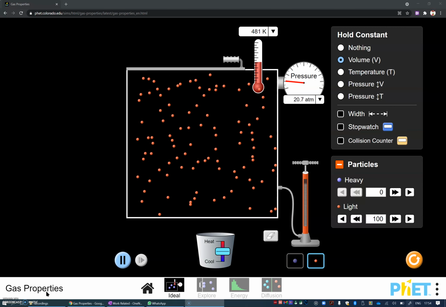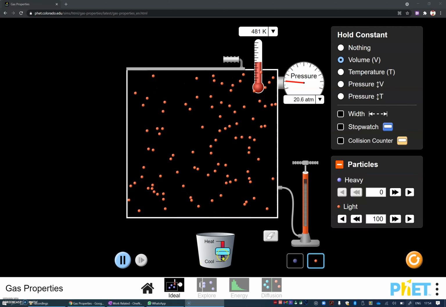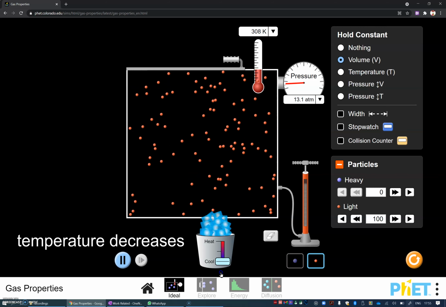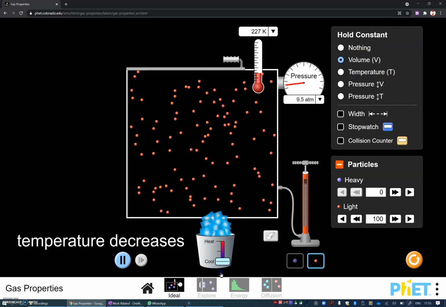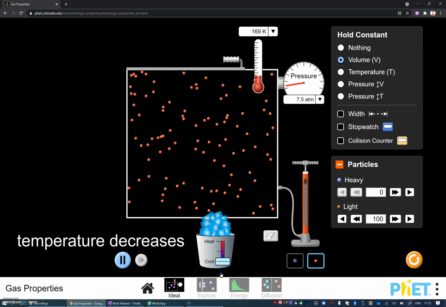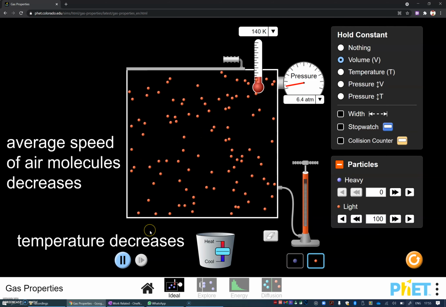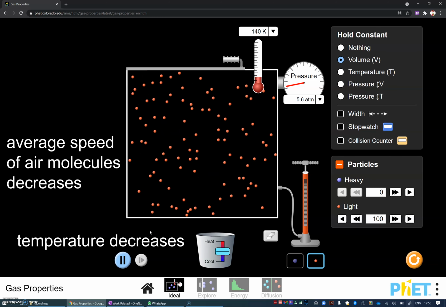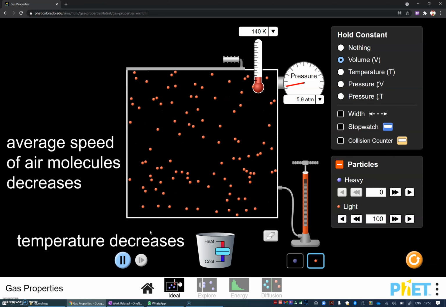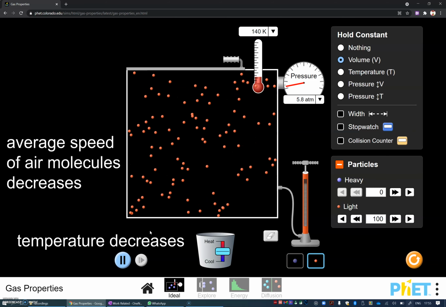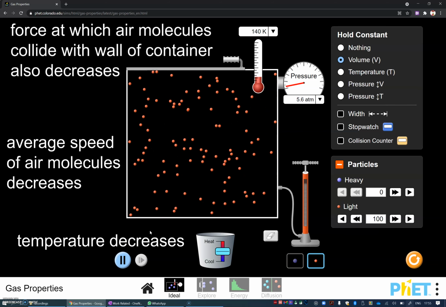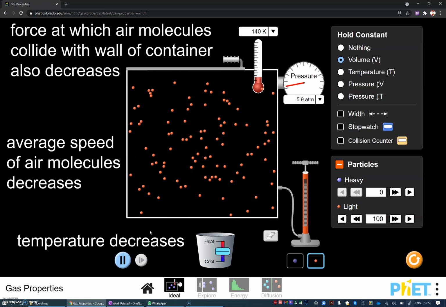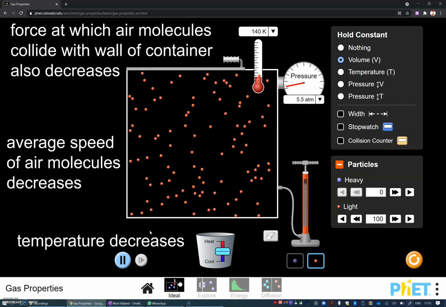Now, the first thing I'm going to do is decrease the temperature. When I decrease the temperature, what is the very first thing you notice about the average speed of the molecules? The very first thing you see is that the average speed of the molecules actually decreases. So when the average speed of the molecules decreases, the force at which the molecules collide with the wall also decreases, right? Think along the line, when you run at lower speed and you hit an object, you hit it with a smaller force, right?